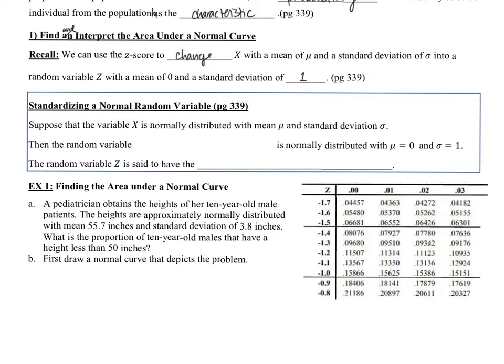Okay, so for standardizing a normal random variable, suppose that the variable x is normally distributed with a mean of mu and a standard deviation of sigma. Then the random variable capital Z, equal to capital X minus our mean value divided by our standard deviation, is normally distributed with a mean of 0 and standard deviation of 1. The random variable z is said to have the standard normal distribution.